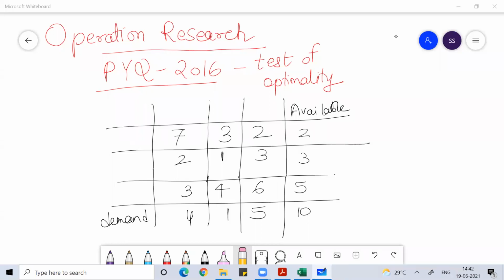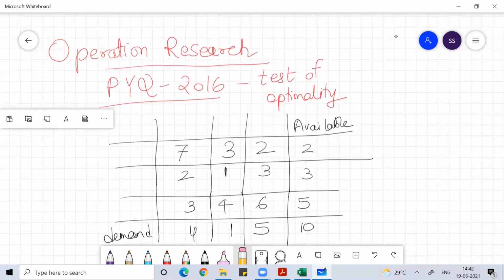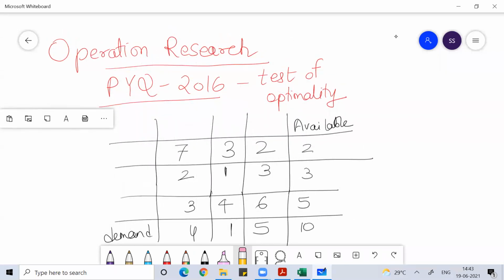Good afternoon, everyone. Welcome to the class on operation research, where in today's class we'll discuss the previous year question paper of operation research for the year 2016, and we are discussing the topic called transportation problem. In transportation problem, we are discussing the test of optimality, and I believe you already know that whenever we have a transportation problem, the cost matrix should be the minimum cost matrix where your objective function should always be minimization of cost.